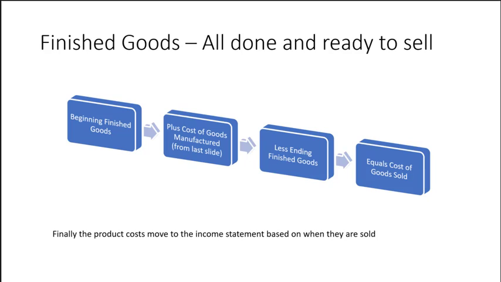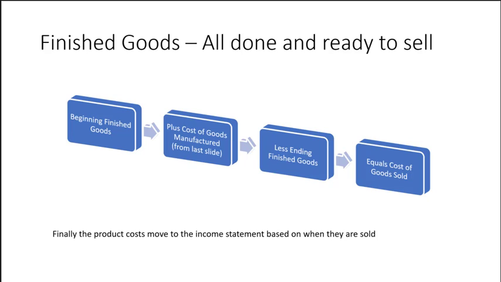Then we move to the third type of inventory. We're going to use what we got from the last slide. We're going to start with beginning finished goods: how many items we had done and ready to sell at the end of the last accounting period to start this accounting period. Then we're going to add in the cost of goods manufactured during this accounting period. So that was what we calculated last slide. Subtract out the ending finished goods and we get our cost of goods sold, which is a term we also use in financial accounting because that's what goes on the income statement.